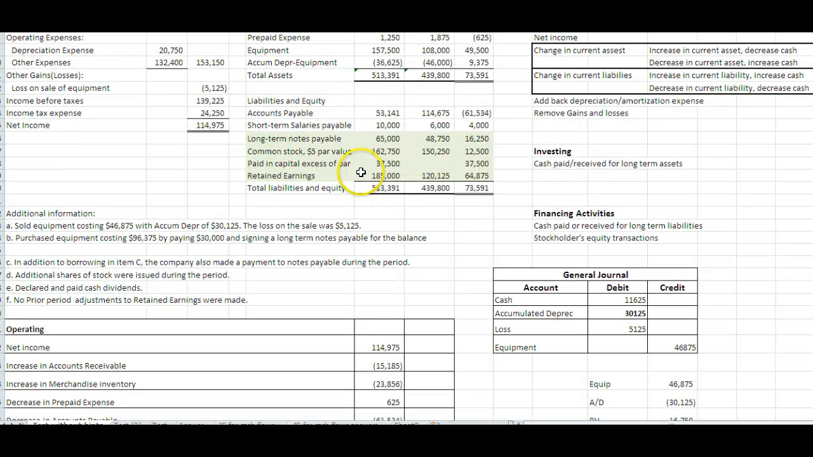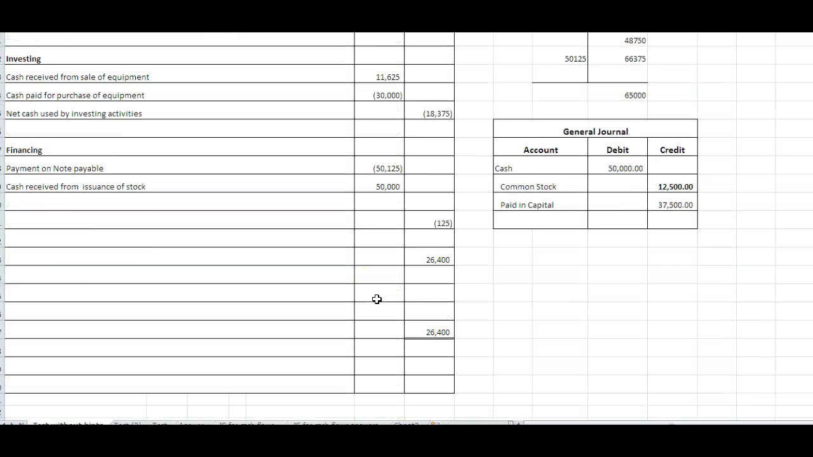Alright, and then the last account that we're looking at is retained earnings. Part of retained earnings went up by net income. We don't need to do anything with that because we already took care of net income under our operating, but we need to see, did it change for anything else? We have beginning retained earnings, and then we always add net income to that, and if we declared any dividends and paid them, we would subtract dividends, and that would give us our ending retained earnings. You probably recognize that as your statement of retained earnings.